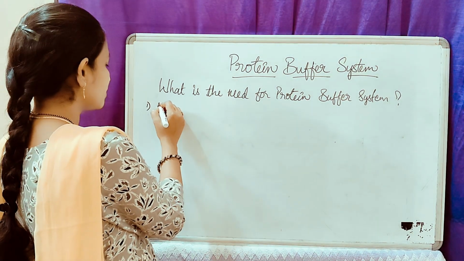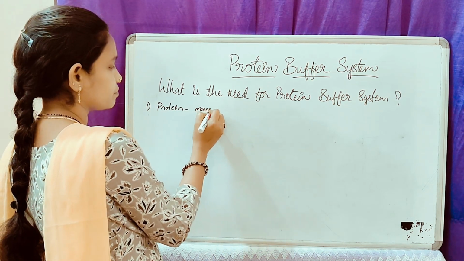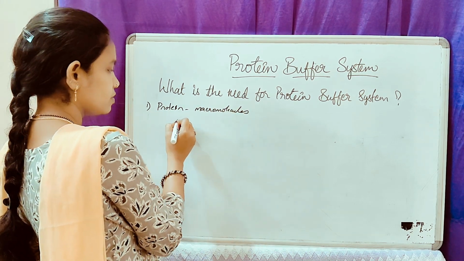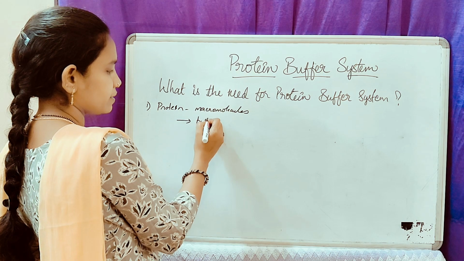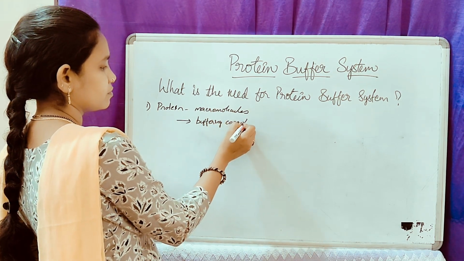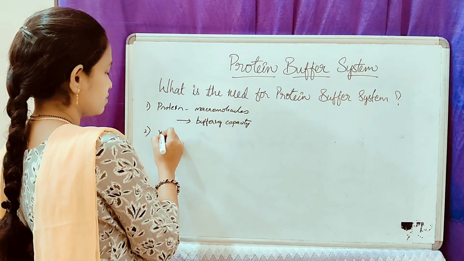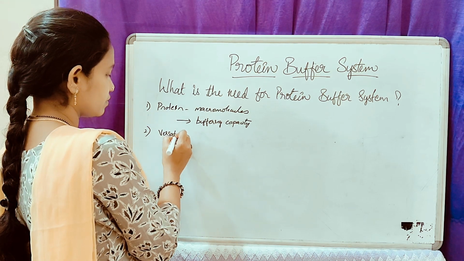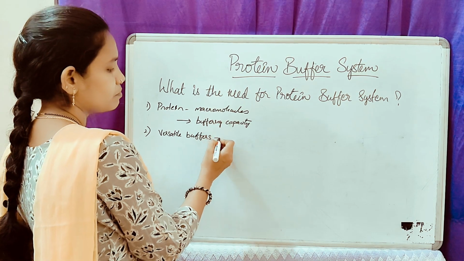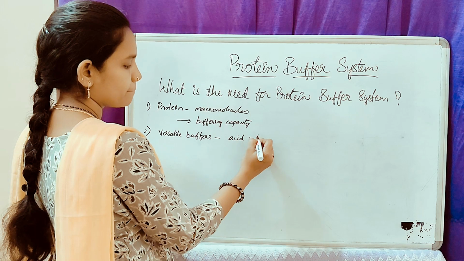First, proteins are the most abundant macromolecules. Since they are present in large amounts, they contribute to what? Buffering capacity. Second, they are versatile buffers. Means they have both acid and basic groups.